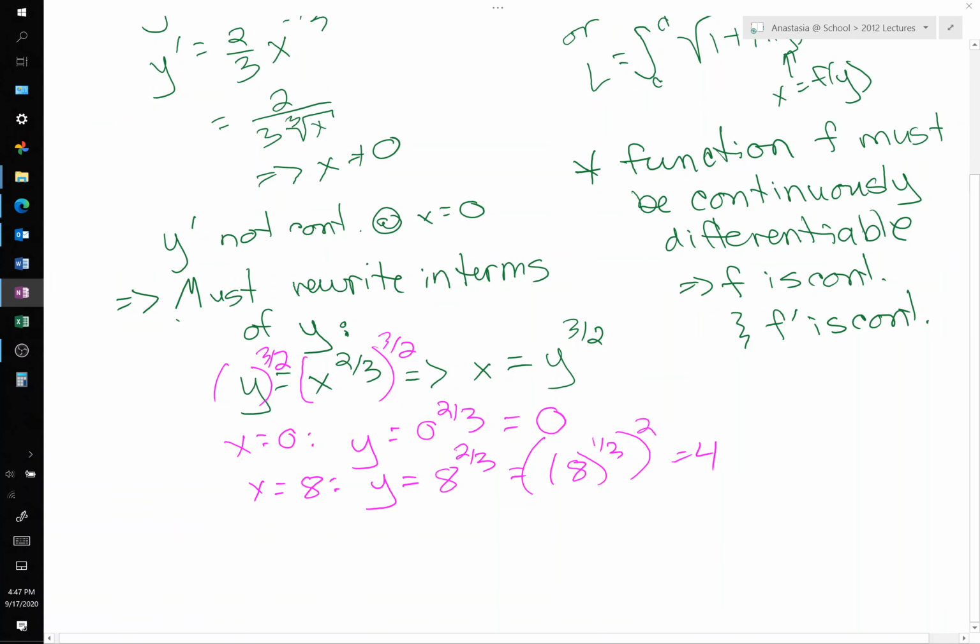Okay, so now we have x equaling y to the 3/2. So x prime will be 3/2 y to the 1/2. And this is defined for all y bigger than or equal to 0. We're talking about a square root function now. It's defined and continuous, really. So we're definitely fine for y values between 0 and 4.